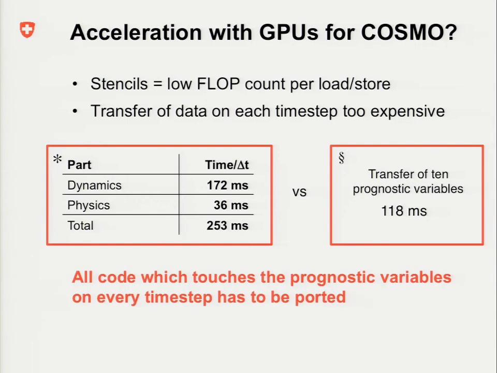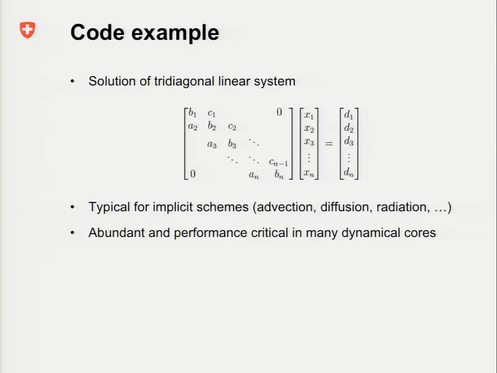And so the conclusion here is actually a painful one: if we want to run COSMO on GPUs and we want to leverage the high memory bandwidth of GPUs, we have to port all code which touches the prognostic variables in the time step to GPU. So even if there is a small part of the code which is just 1% of the runtime, as long as it touches the variables, it has to run on the GPU. Otherwise, you have lost if you have to transfer back and forth.